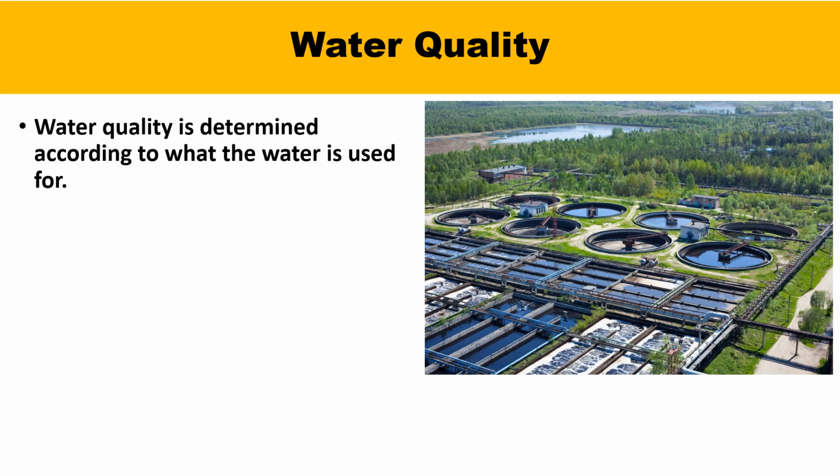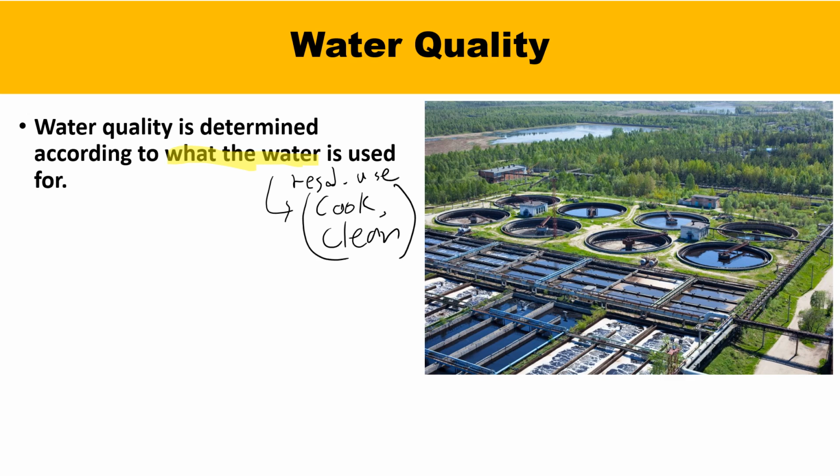So let's think about it. Water quality is mainly determined according to what the water is used for. Water can be used in many different ways. One of the main ones is that we use it in the home environment to cook something or to clean something. We are going to put that as residential use.